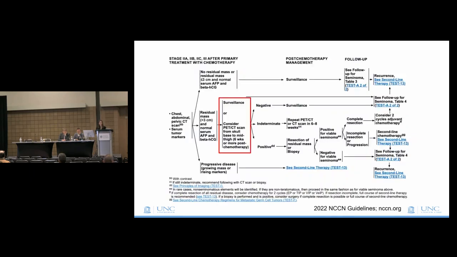And so if you look at the current version of NCCN guidelines for patients with seminoma after chemotherapy and a residual mass greater than 3 centimeters, it says surveillance or PET. So it's really a choice and a discussion. And then, if you choose to do the PET scan and it's indeterminate, consider a repeat. They recommend 6 to 8 weeks. I typically will do it a little bit longer. And then if positive, consider resection or biopsy.